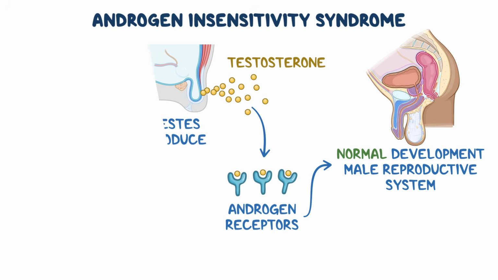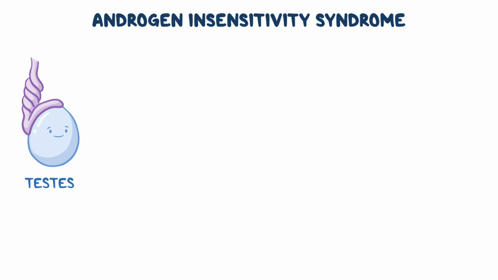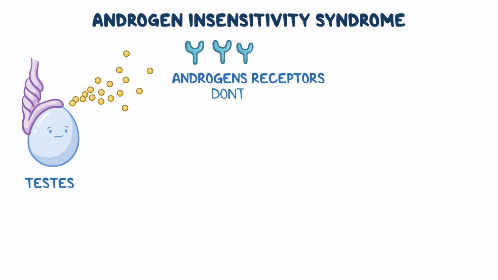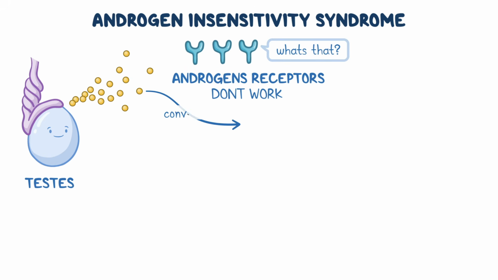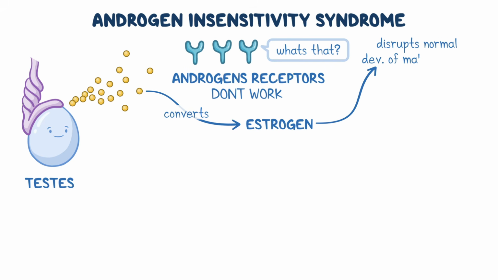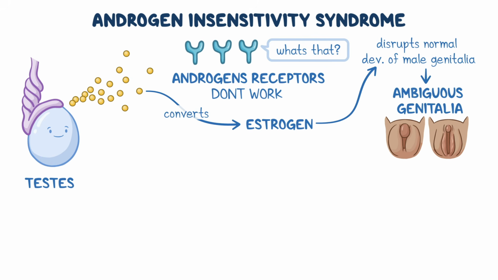In androgen insensitivity syndrome, the testes produce plenty of testosterone, but the body can't use it because the androgen receptors don't work. As a result, the body converts the extra testosterone into estrogen, which disrupts the normal development of male genitalia, making them look more female instead. Sometimes it might appear as a mix of both, known as ambiguous genitalia.